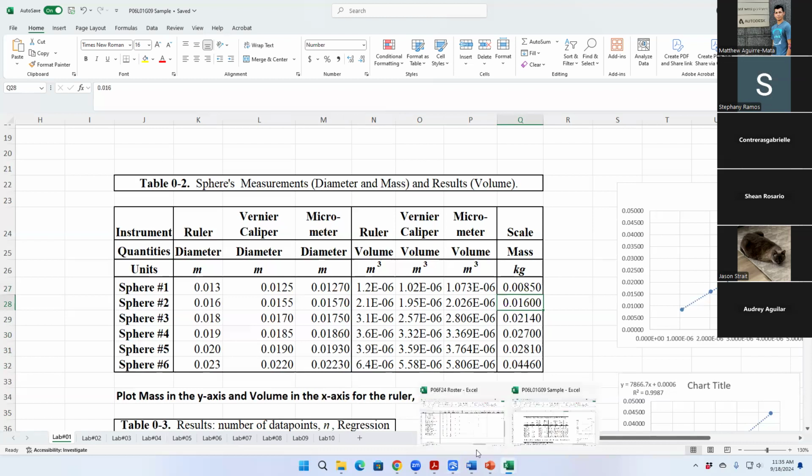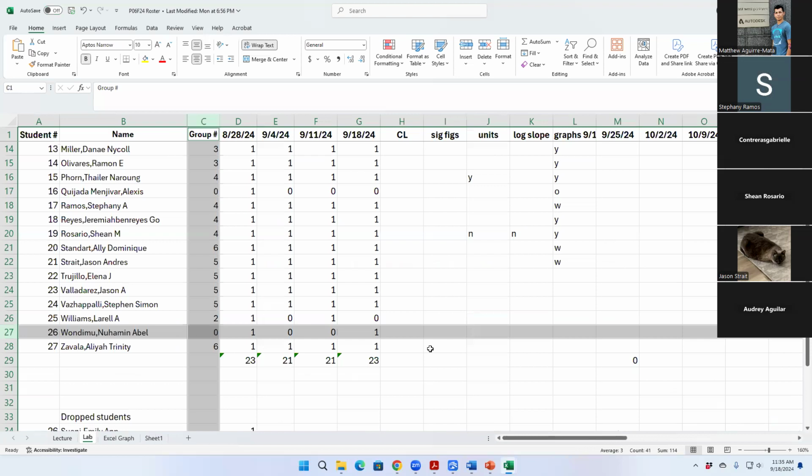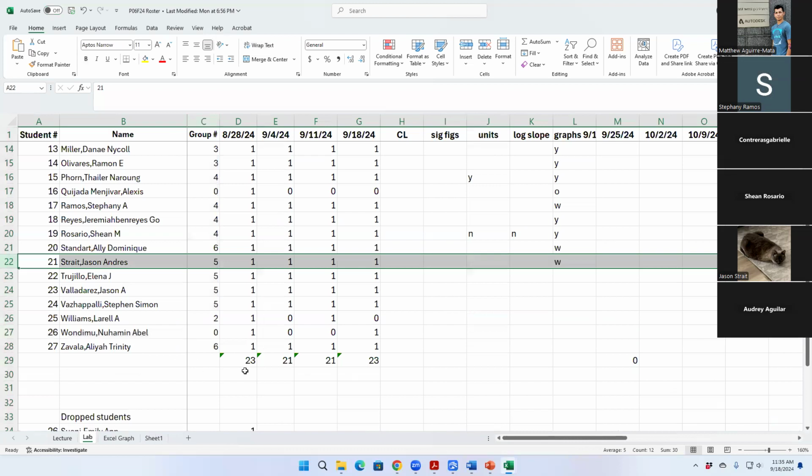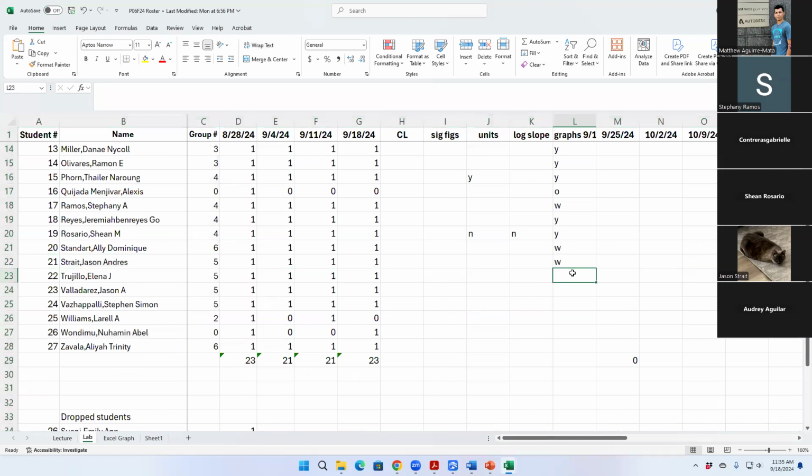Your group number. Let's see. Which group number are you? Are you asking me? Yeah, Jason, right? Oh, sorry. Yeah, I'm in group 5. Okay, so check the spreadsheet of group 5. If you don't have the math in there, you won't be able to plot any graphs, right? Okay, let's go to Elena.